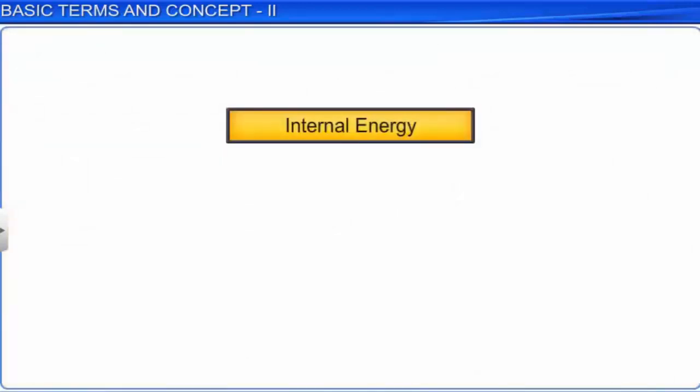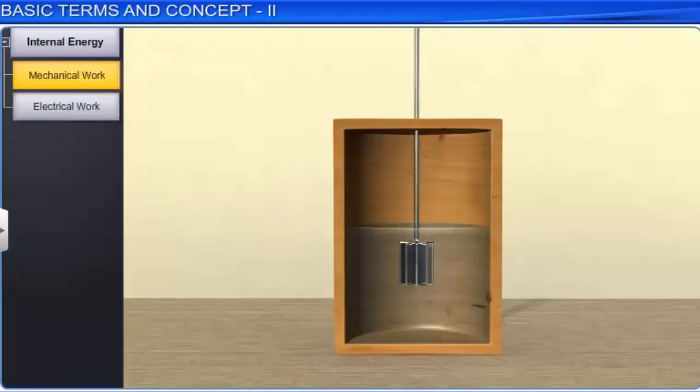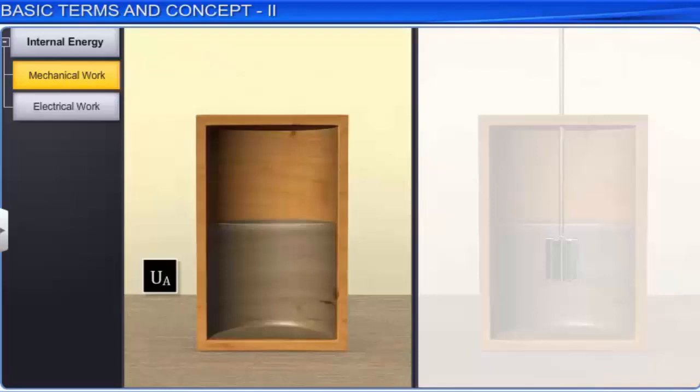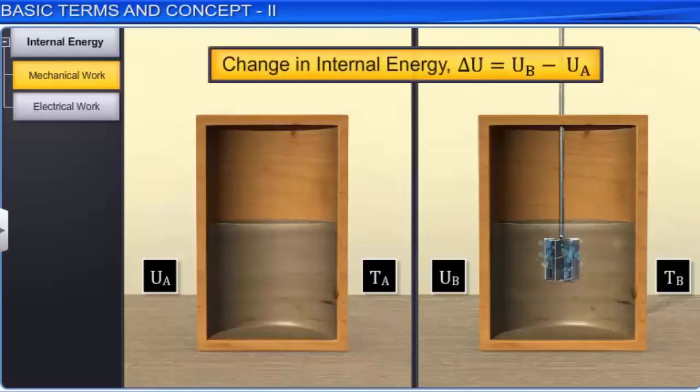We can bring a change in internal energy in a system in two ways. In the first method, internal energy can be increased by doing some mechanical work, for example, by churning the water. Let UA be the initial internal energy of the system at temperature TA. After churning, internal energy changes to UB as temperature increases to TB. Thus, the change in internal energy is given by delta U is equal to UB minus UA.